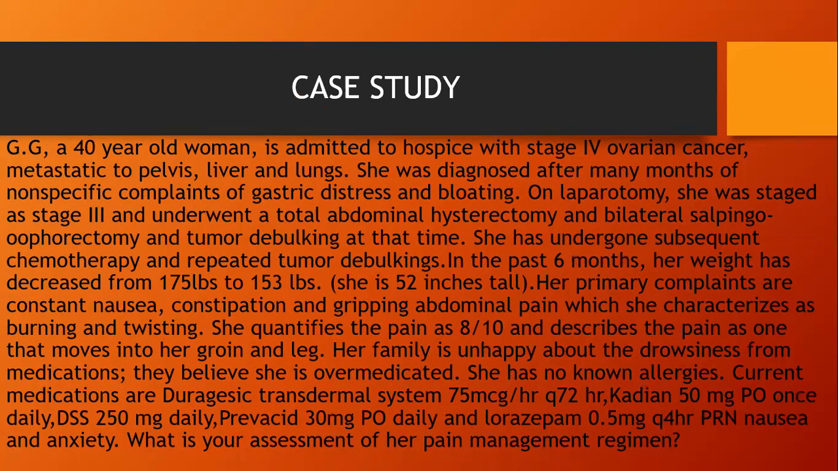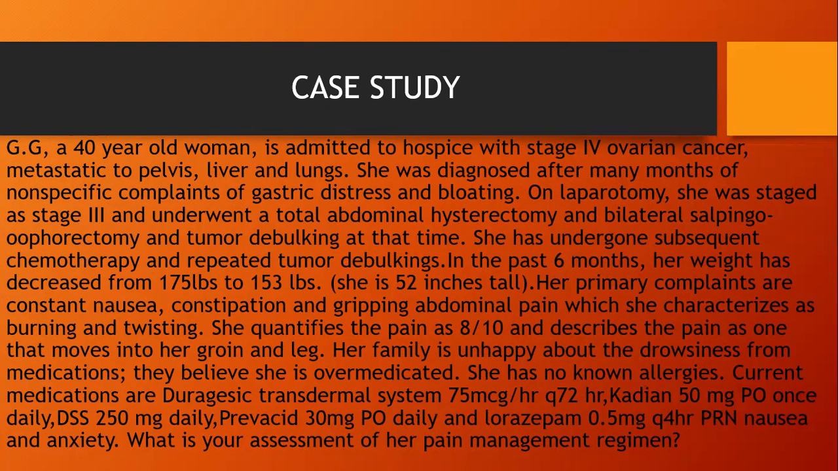In the past 6 months, her weight has decreased from 175 lbs to 153 lbs. She is 52 inches tall. Her primary complaints are constant nausea, constipation, and gripping abdominal pain, which she characterized as burning and twisting. She quantifies the pain as 8 on 10 and describes the pain as one that moves into her groin and leg. Her family is unhappy about the drowsiness from medications. They believe she is over-medicated.